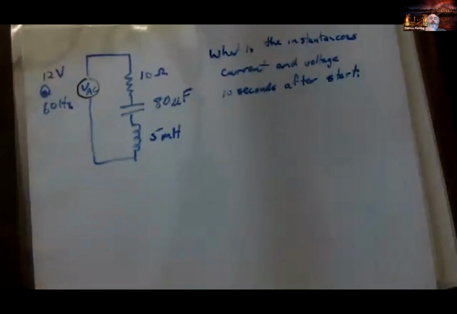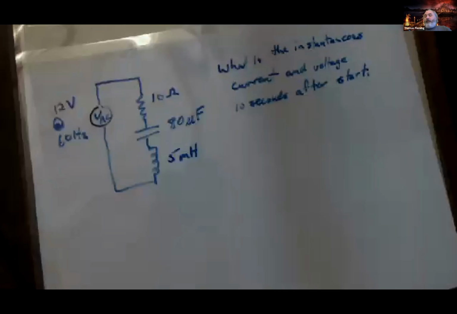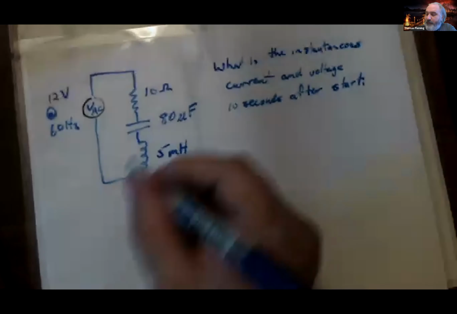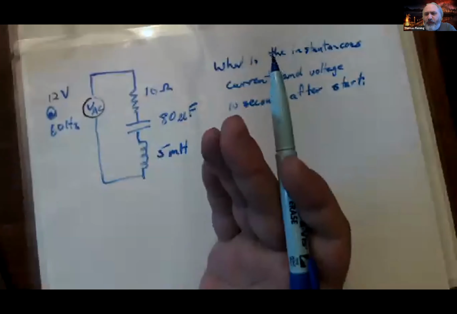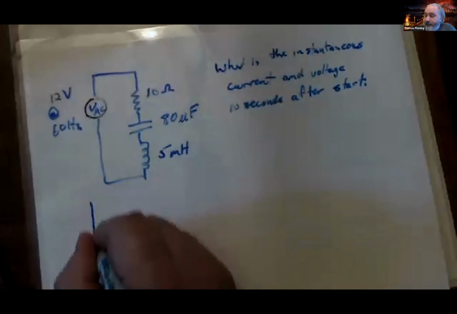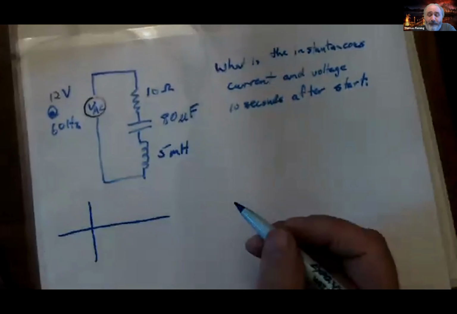Now, in order for me to do this, I'm going to have to know a little something about what the conditions were when we started. And the reason that's important is because remember, every quantity in this circuit, the current, the voltage, that sort of thing, is going to be sinusoidal in nature.